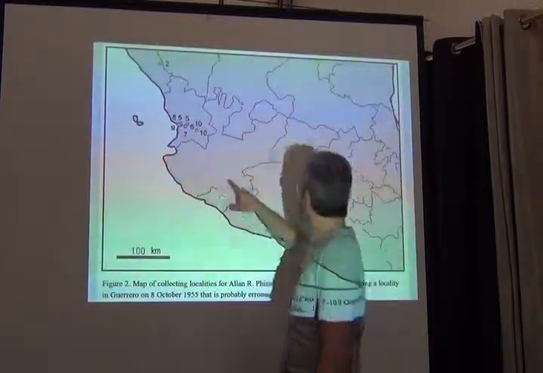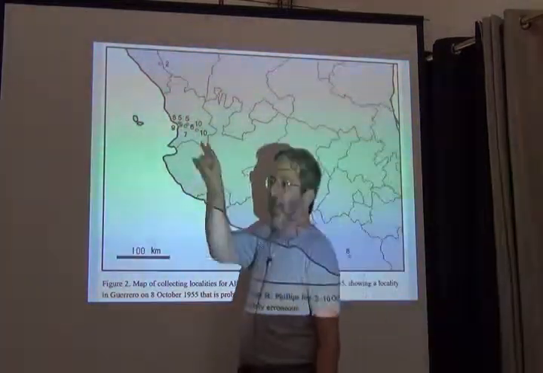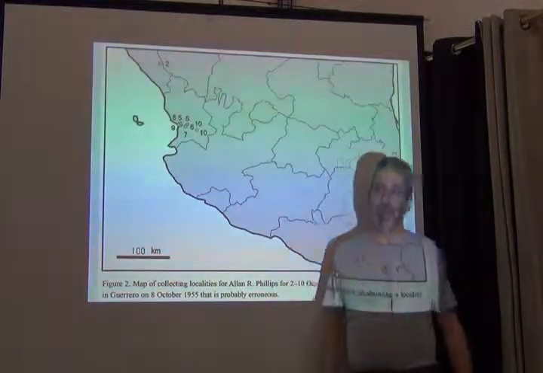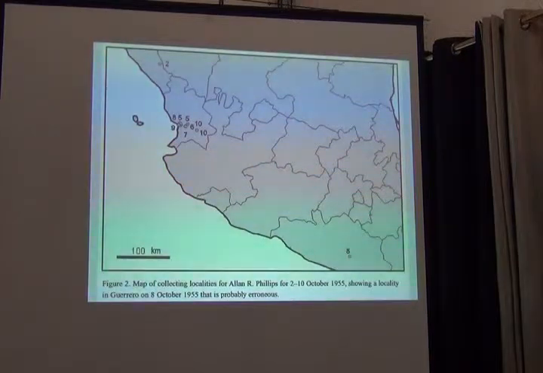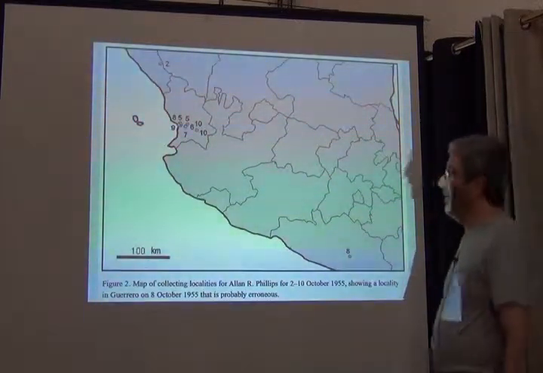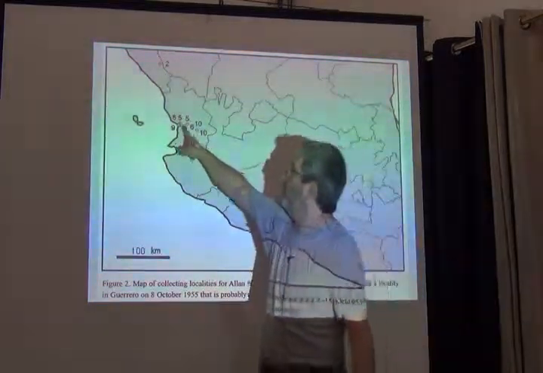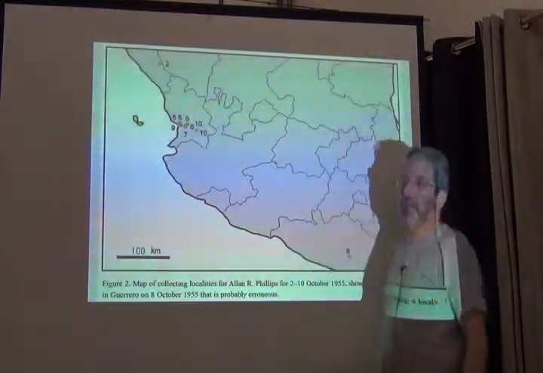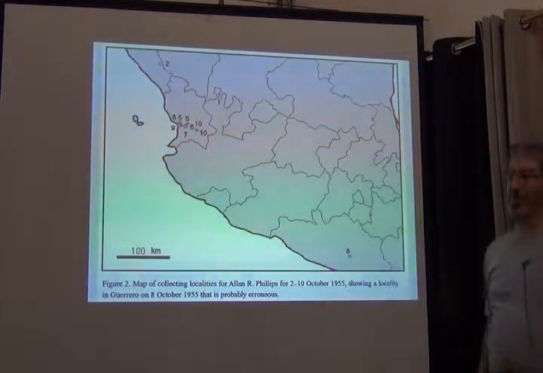7th, 8th, 9th, 10th. Okay? So either he had an airplane stashed somewhere, or there's something wrong with this. Notice, actually, on the same day, he was collecting in both places. Okay, so that's a problem.